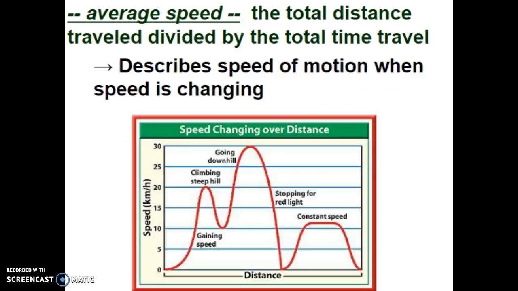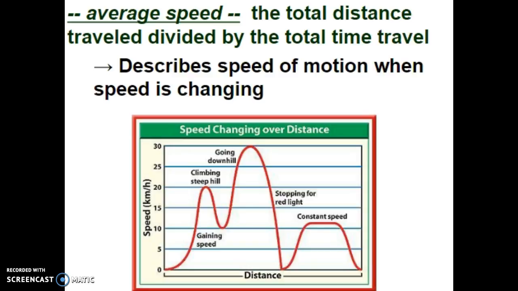A better way of taking a look at speed is the average speed. So when we, for example, calculate speed, we are taking the average. We're taking the total distance traveled divided by the total time traveled. This will help you describe speed of motion when the speed is changing.